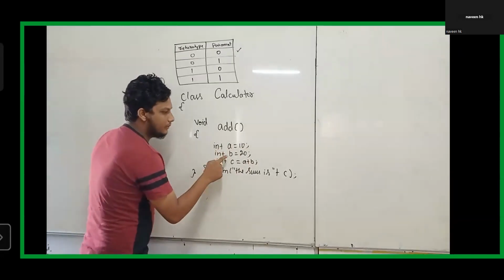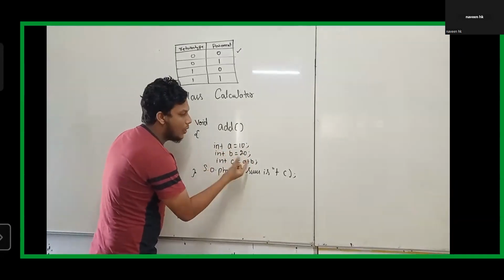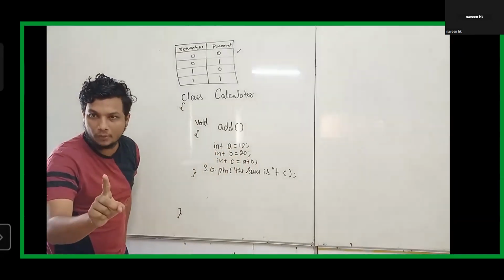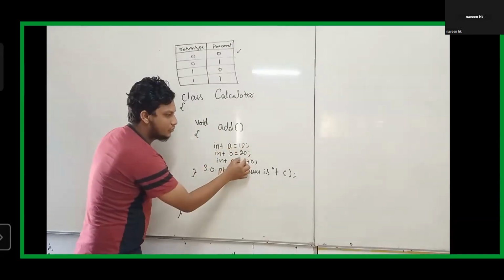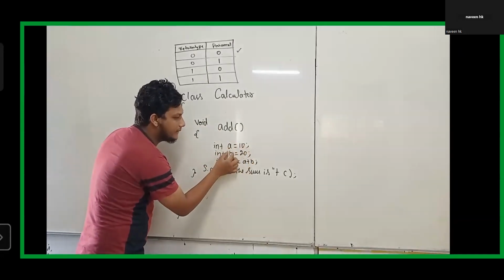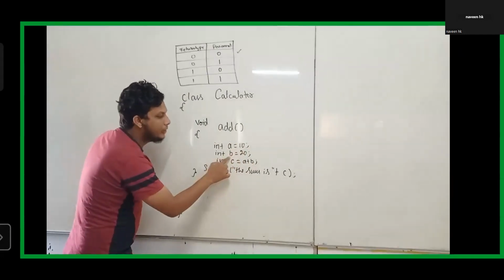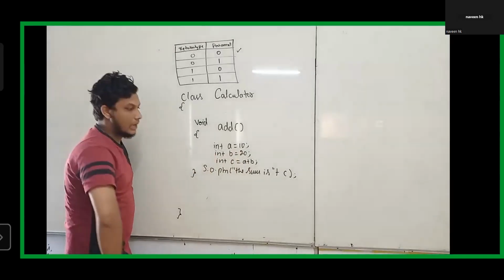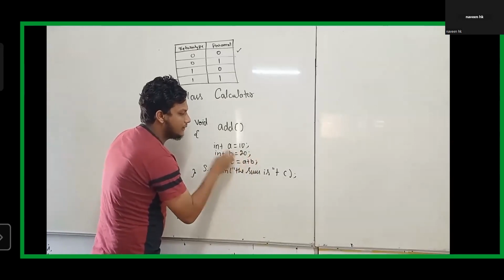Similarly, b. Inside b I am putting a 20. How am I putting it? By using an assignment operator. What does the assignment operator do? It will put the RHS value to the LHS. This 20, which is present in the RHS, will come and sit in b, that is the LHS. I am telling b contains data which is of type integer. Now I am telling a plus b, and whatever the data is will be stored inside c.